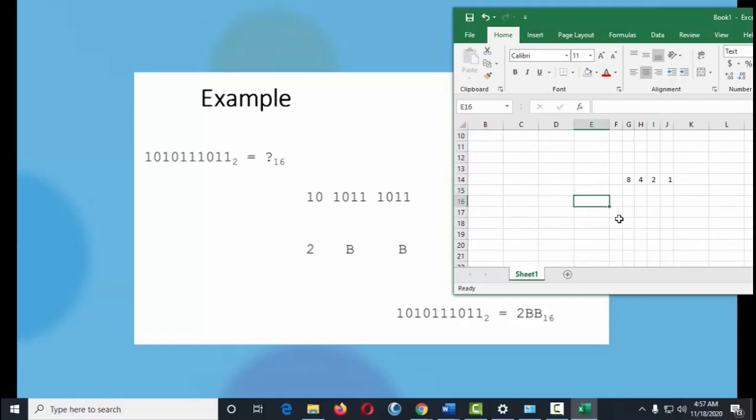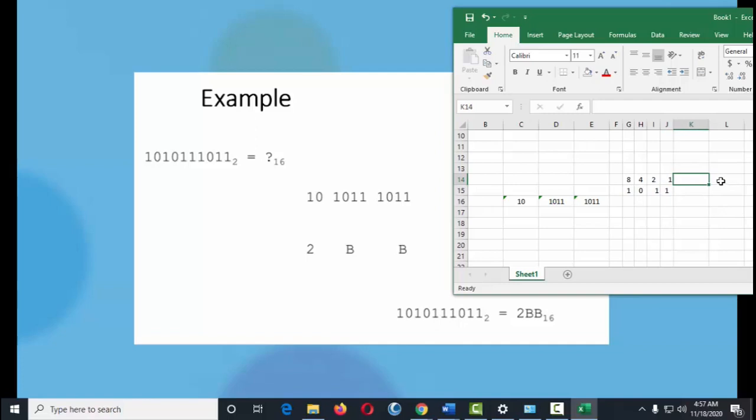So the first one is 1011, 1011, and finally is 10. So of course, if you add the 8, 1 and 1, 8 plus 2 plus 1 is actually equal to 11. Okay, the answer is 11.